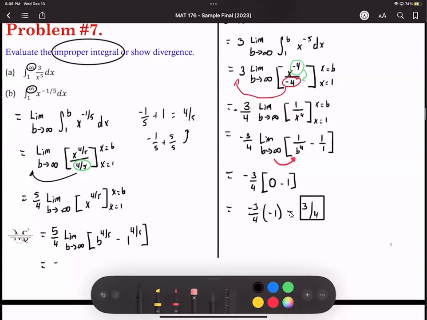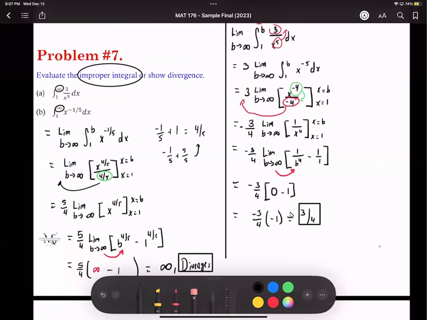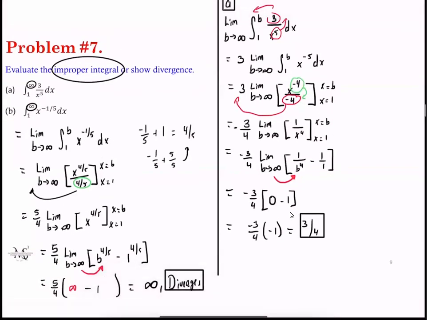Well, we have the 5/4 on the outside. In the parentheses, if I evaluate the limit as b goes to infinity, you'll get infinity minus 1. So when you work out all the arithmetic here, you'll get infinity, so it diverges. And that would be the solution to problem 7, parts A and B.